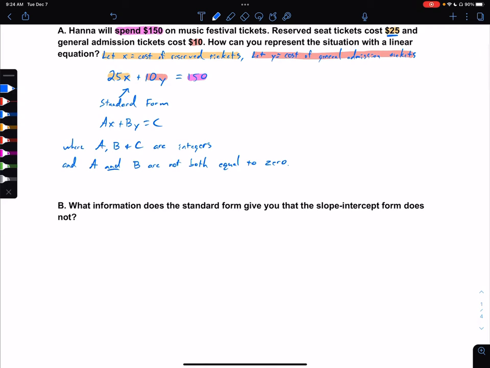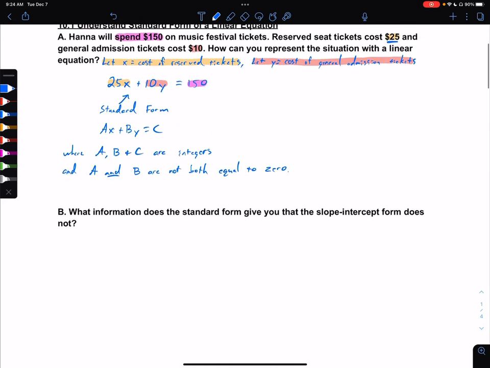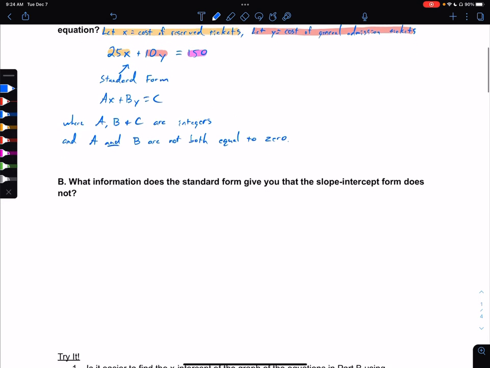So that's what it is. You just want to get familiar with that, and as these videos and lessons go on, you'll start to understand standard form and what we can use it for. In part B, we're asked, what information does the standard form give you that the slope-intercept form does not?